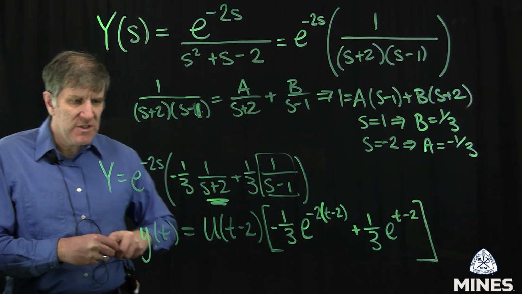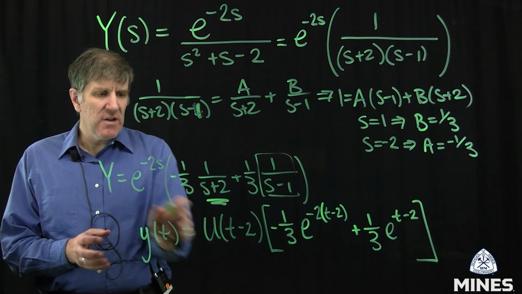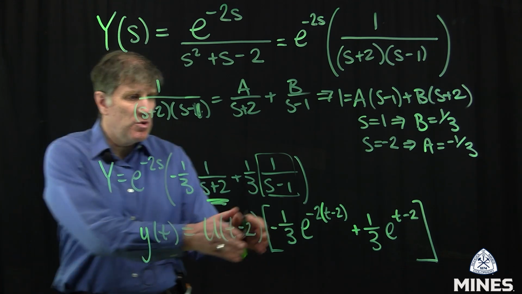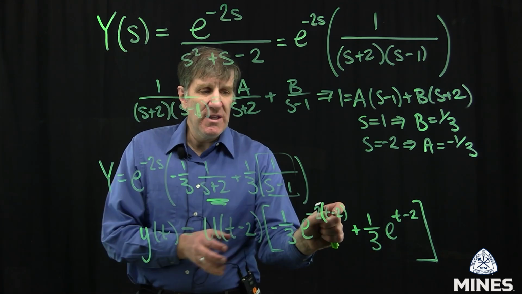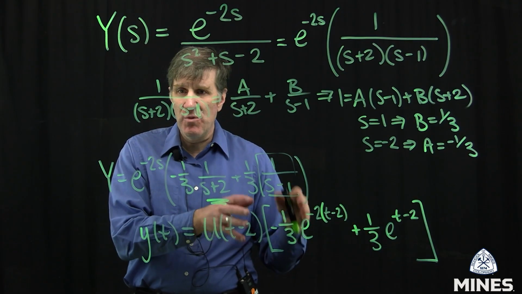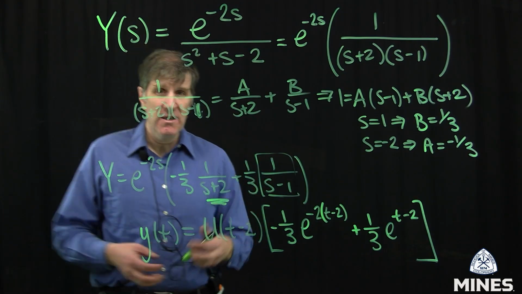The thing to remember is that the exponential can be thought of as turning into the step function, and then you do the rest of the inverse normally, but at the end, take all your t's and replace them with t minus 2, or t minus a in a different problem.